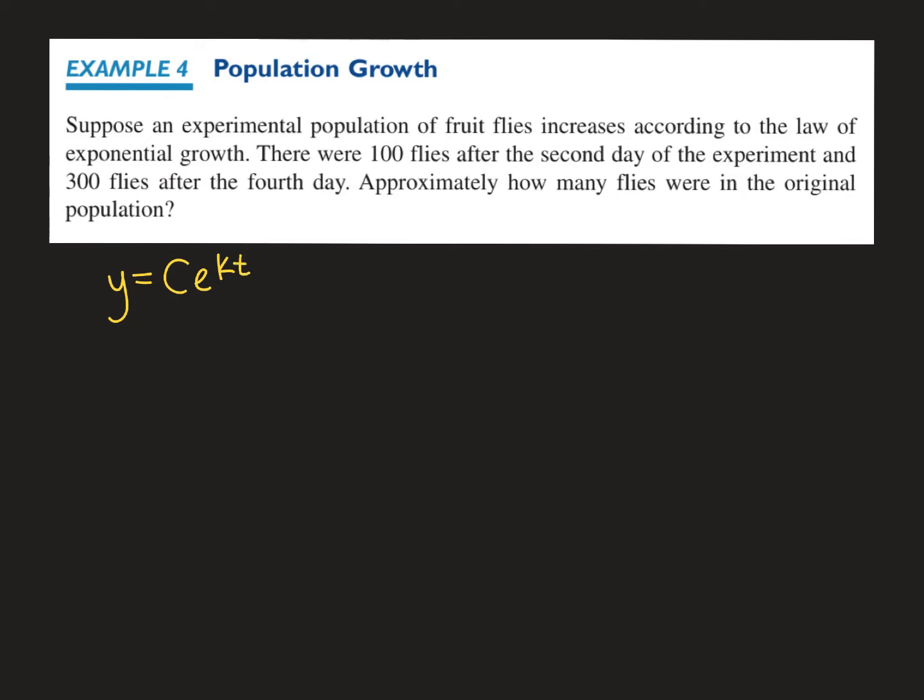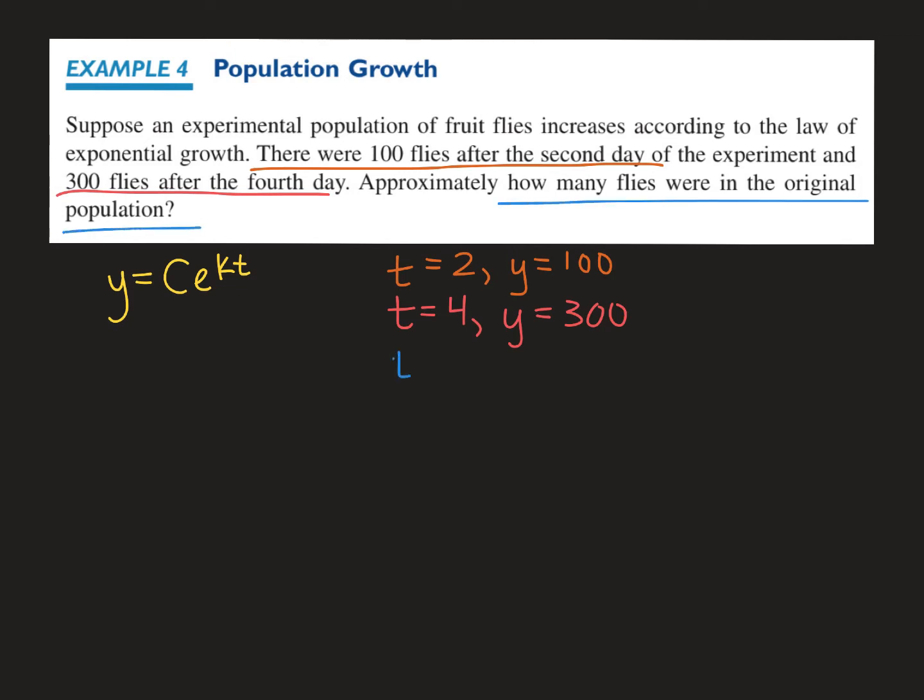We're told that there were 100 flies after the second day. So I'm going to write that out. So when t equals 2, so in this case, t is days, our output of flies was 100. And then after the 4th day, we know that y was 300. We want to know in the original population, so when t is 0, what is y? So again, these two are going to give us our model. And the last one, we're going to use the model to answer this question.